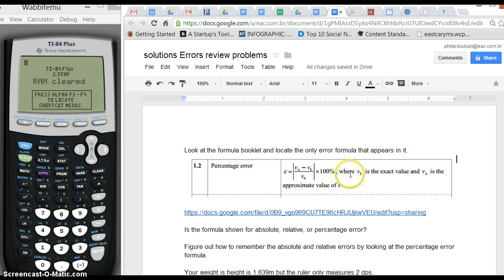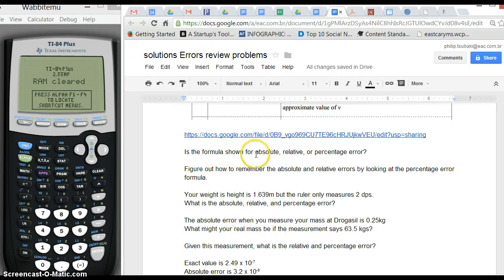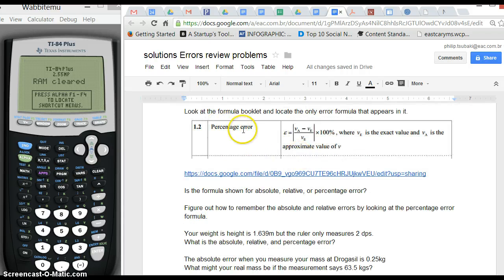Okay? So we're going to do a few examples here. You'll remember how to do that. Okay? So is the formula shown for absolute, relative, or percentage error? Well, it's for percentage error. Figure out how to remember the absolute and relative errors by looking at the percentage error formula. Okay, remember, the numerator here with absolute value is the absolute error. And the fraction here, numerator and denominator together, that's the relative error. Okay? So we can easily remember the absolute error formula and relative error formula just by looking at the percentage error formula. Just don't forget to take the absolute value. You always need to take absolute value.